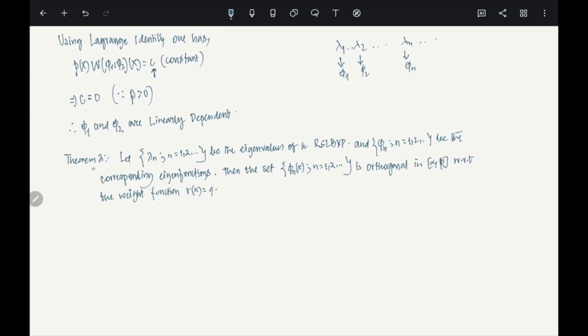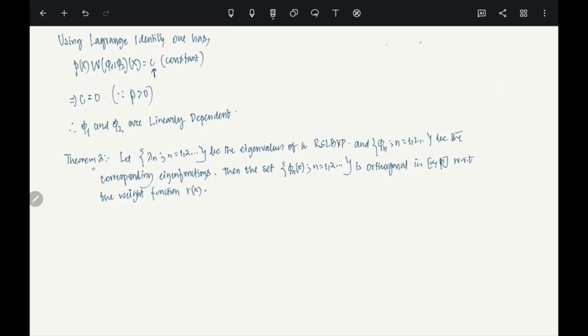So phi m times phi n, with respect to the weight function R(x), is fine. R(x) equals 1 would also work, but generally here there is an R(x), so we keep it. So basically what I'm trying to say is that they are orthogonal. It means that the integral of phi m(x) phi n(x) R(x) dx is going to be 0 for m not equal to n. This is what the theorem says.